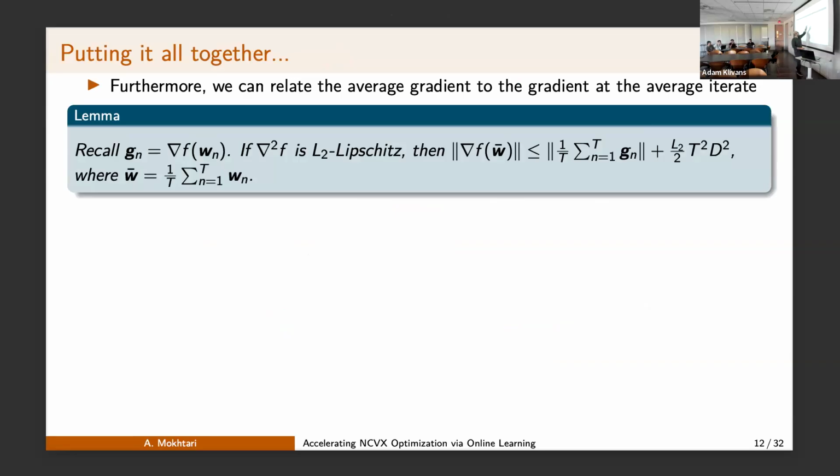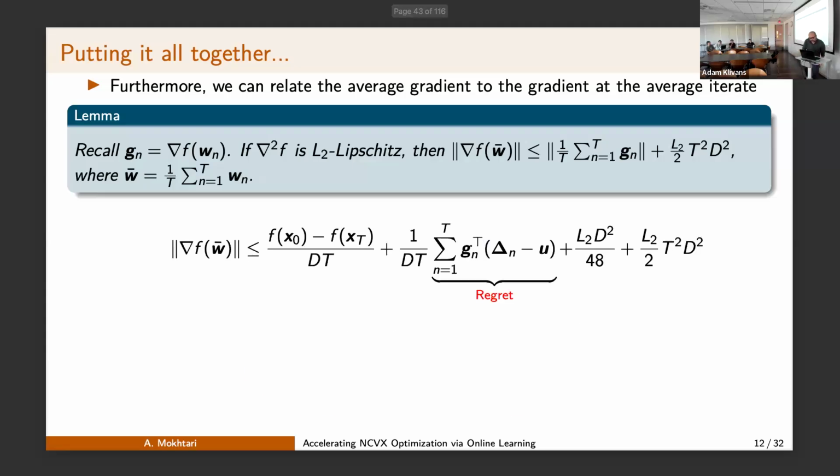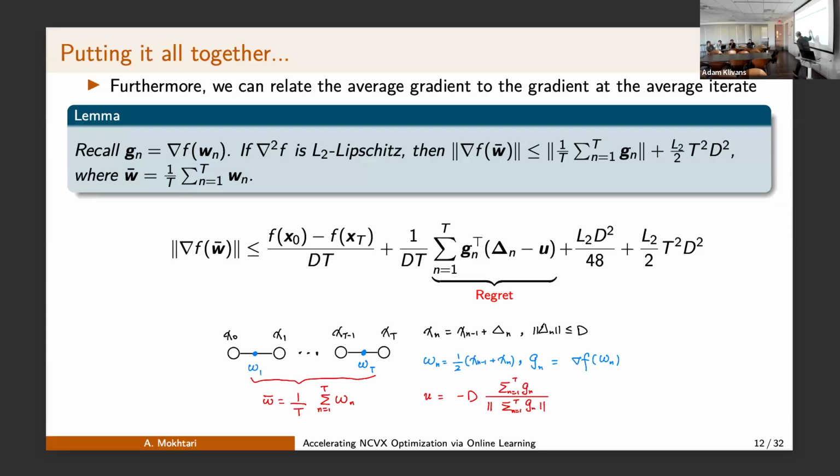So you have to relate the gradient of the average to the average of the gradients over these t episodes, right? Suppose W hat is the average of all the middle points. I'm showing that the gradient of that is not far from the average of gradients. And if you put it back into the previous bound, you get this simple, nice expression. And you can easily see everything in this picture. Again, I have not described anything about delta n.